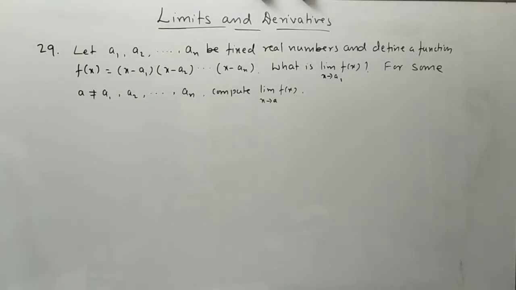Question number 29. Let a1, a2, ..., an be fixed real numbers and define a function f of x is equal to x minus a1 into x minus a2 into ... into x minus an. What is the limit of f of x when x tends to a1? For some a which is not equal to a1, a2, ..., an, compute the limit of f of x when x tends to a.